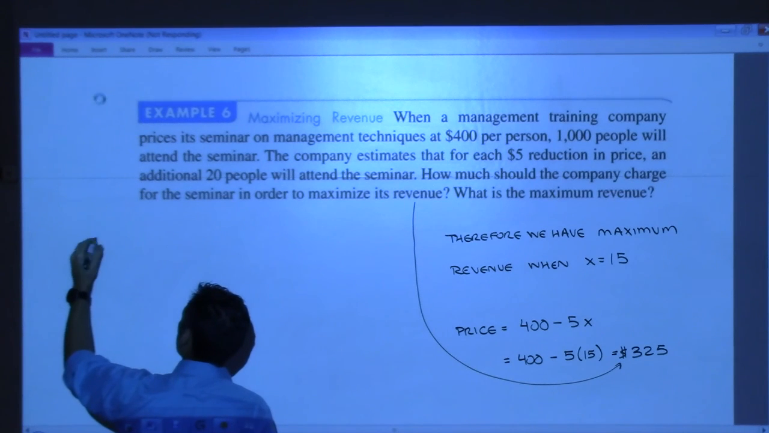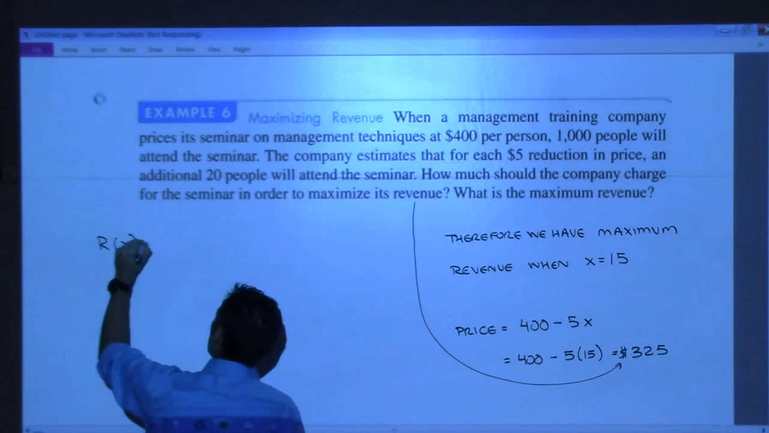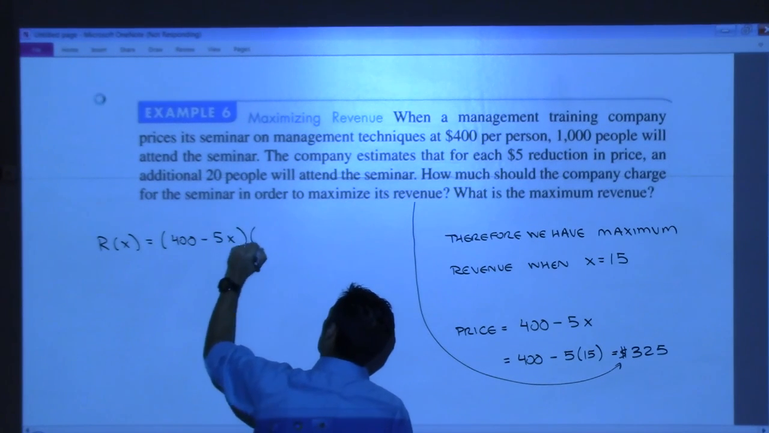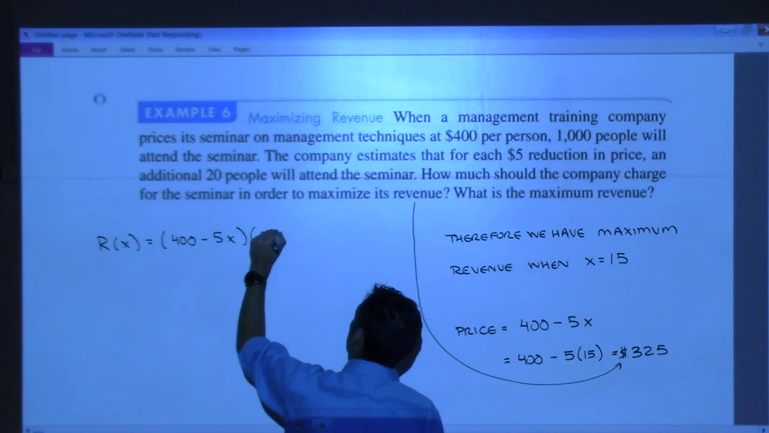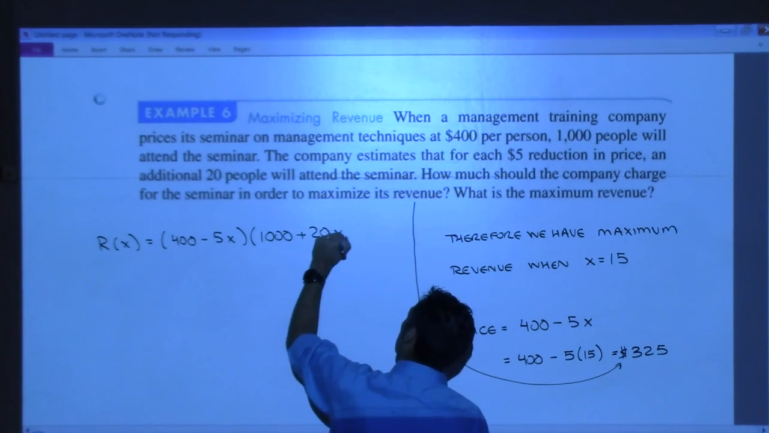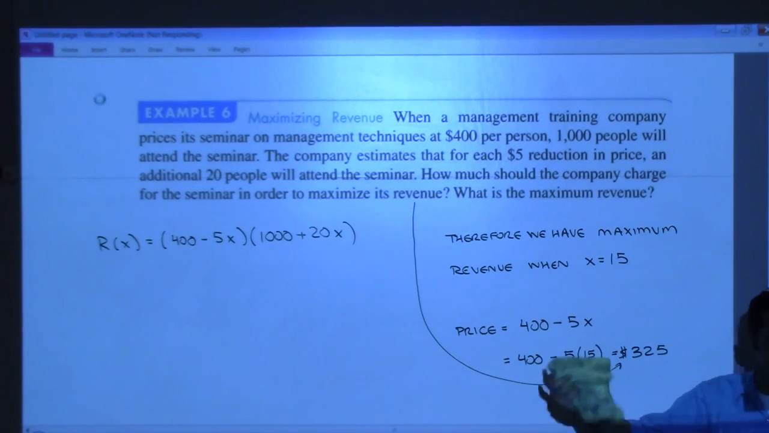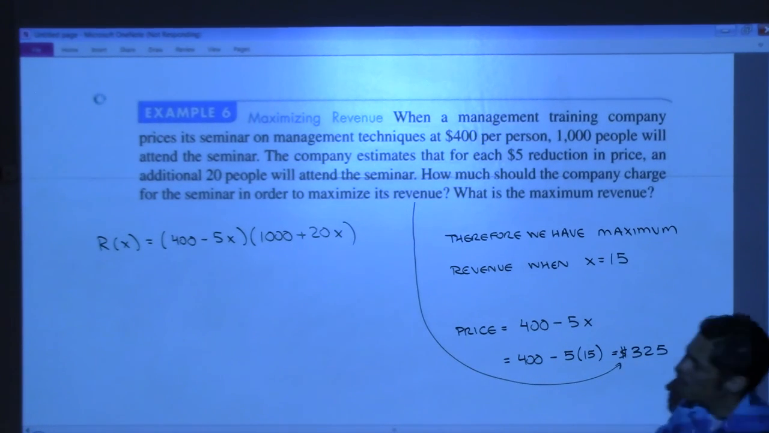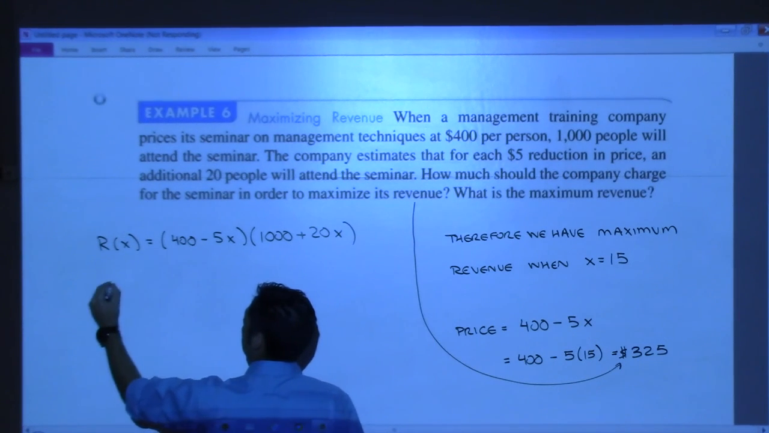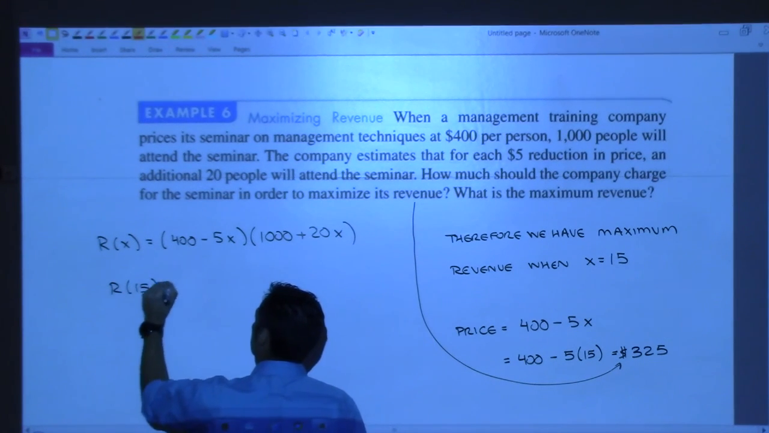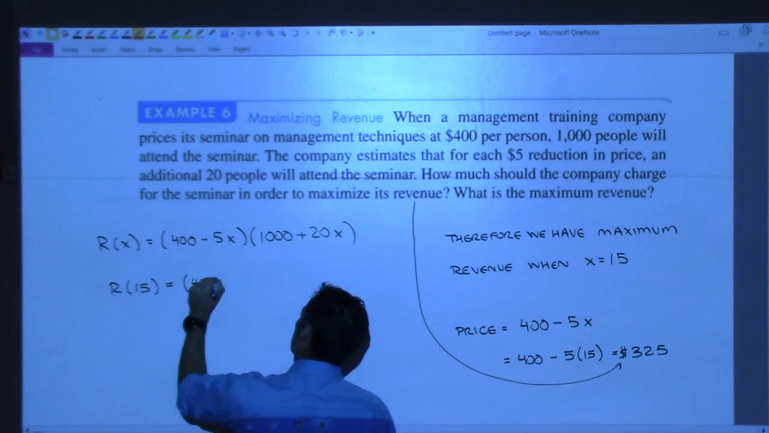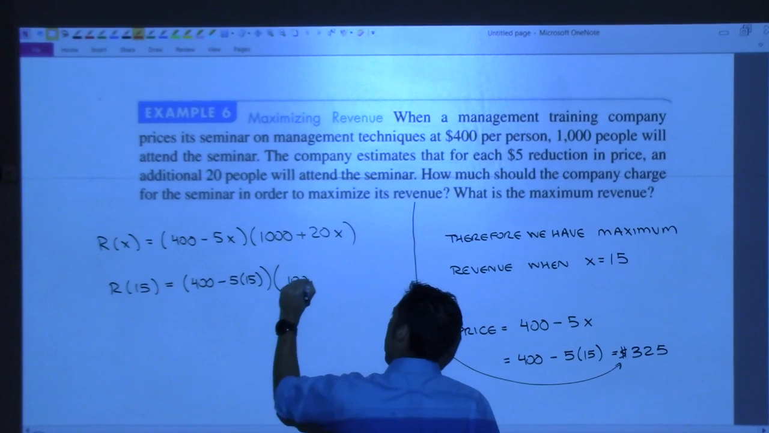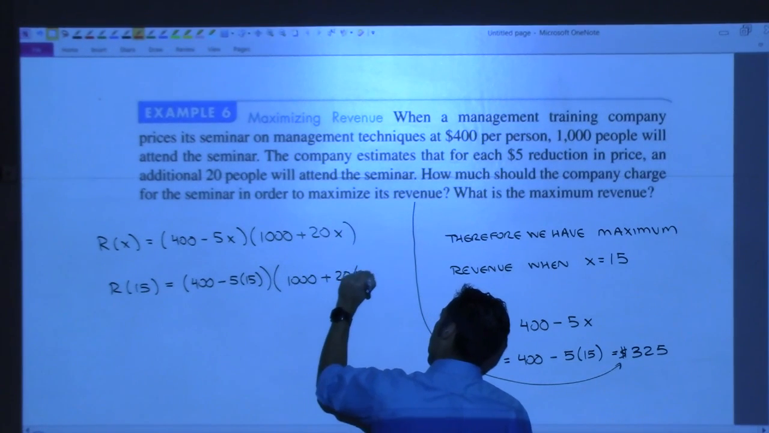our revenue function, if you go back before we took its derivative, was (400 minus 5x) times (1,000 plus 20x). This is before I even expanded it out, right? That was the original revenue function. Let's plug 15 into this. So we get 400 minus 5 times 15, which we already did, right? And then 1,000 plus 20 times 15.